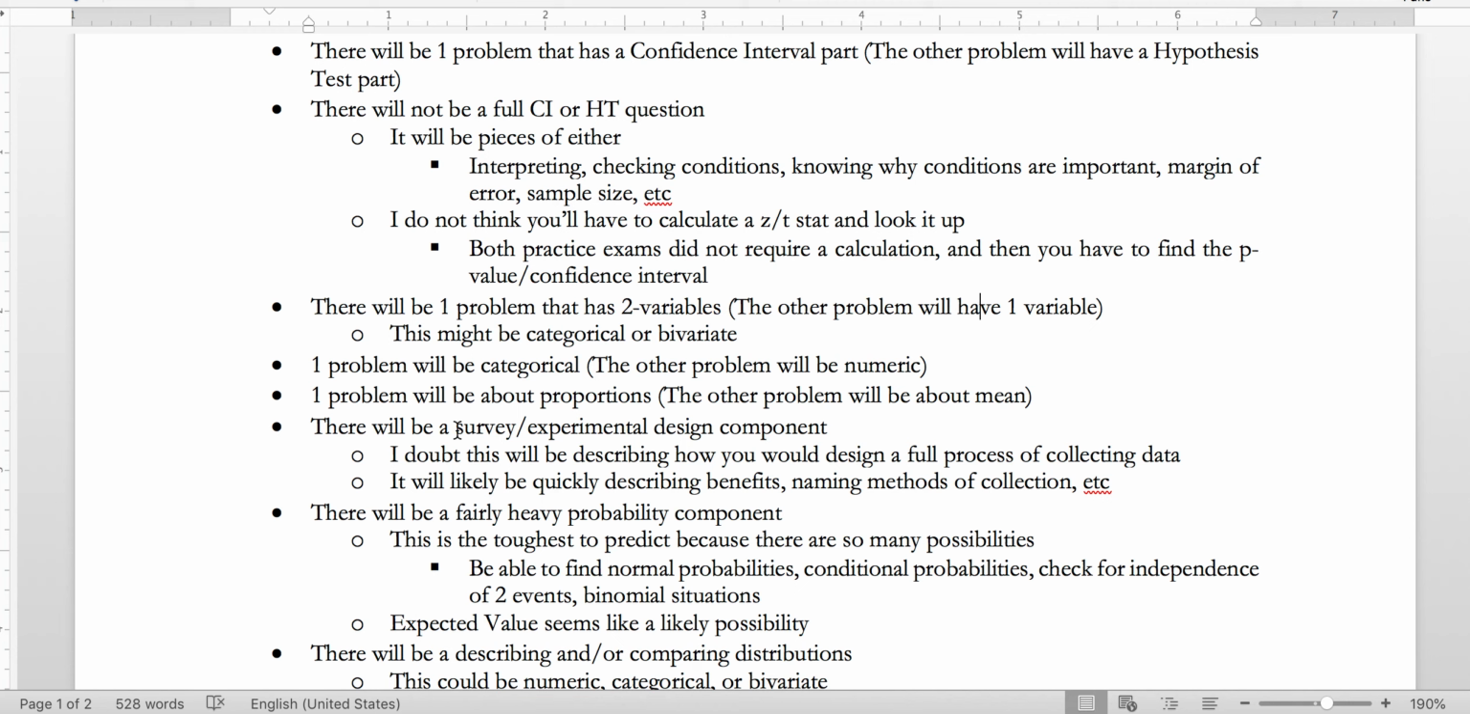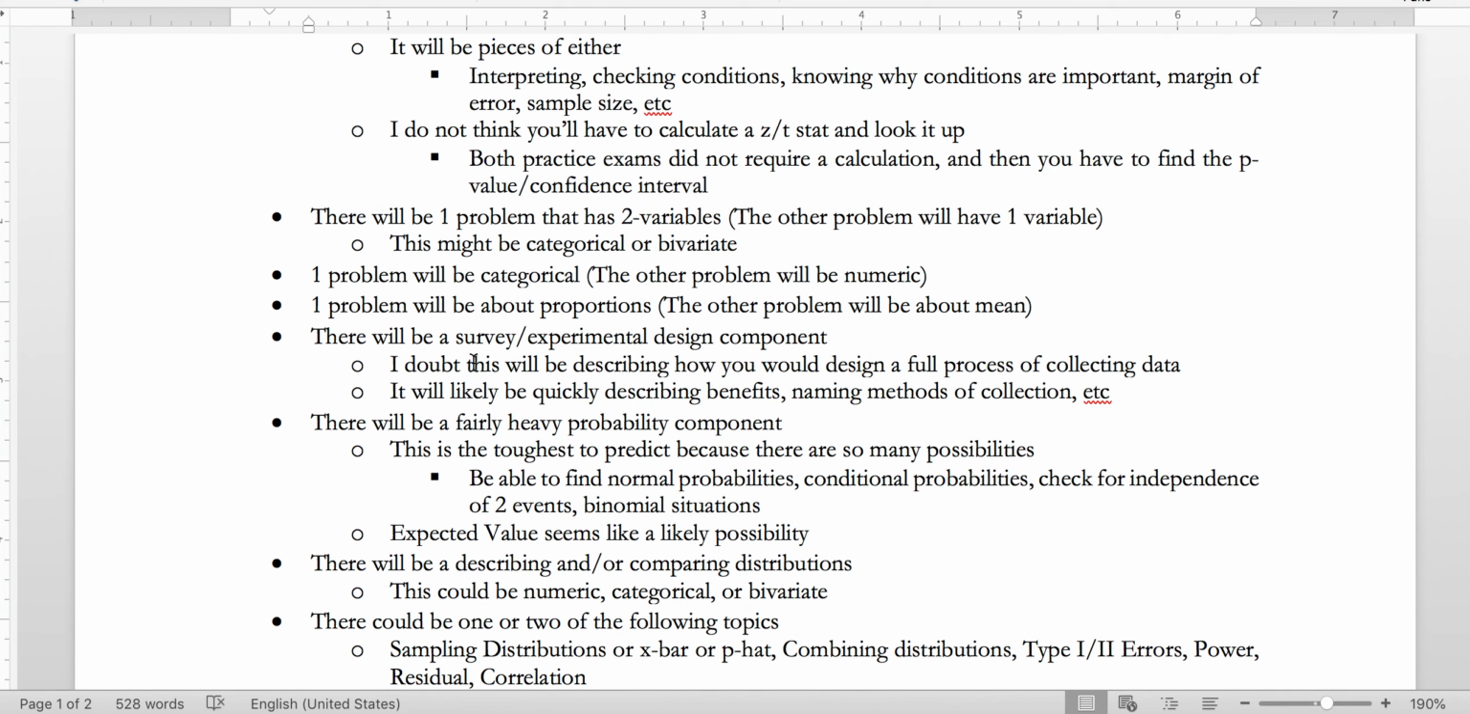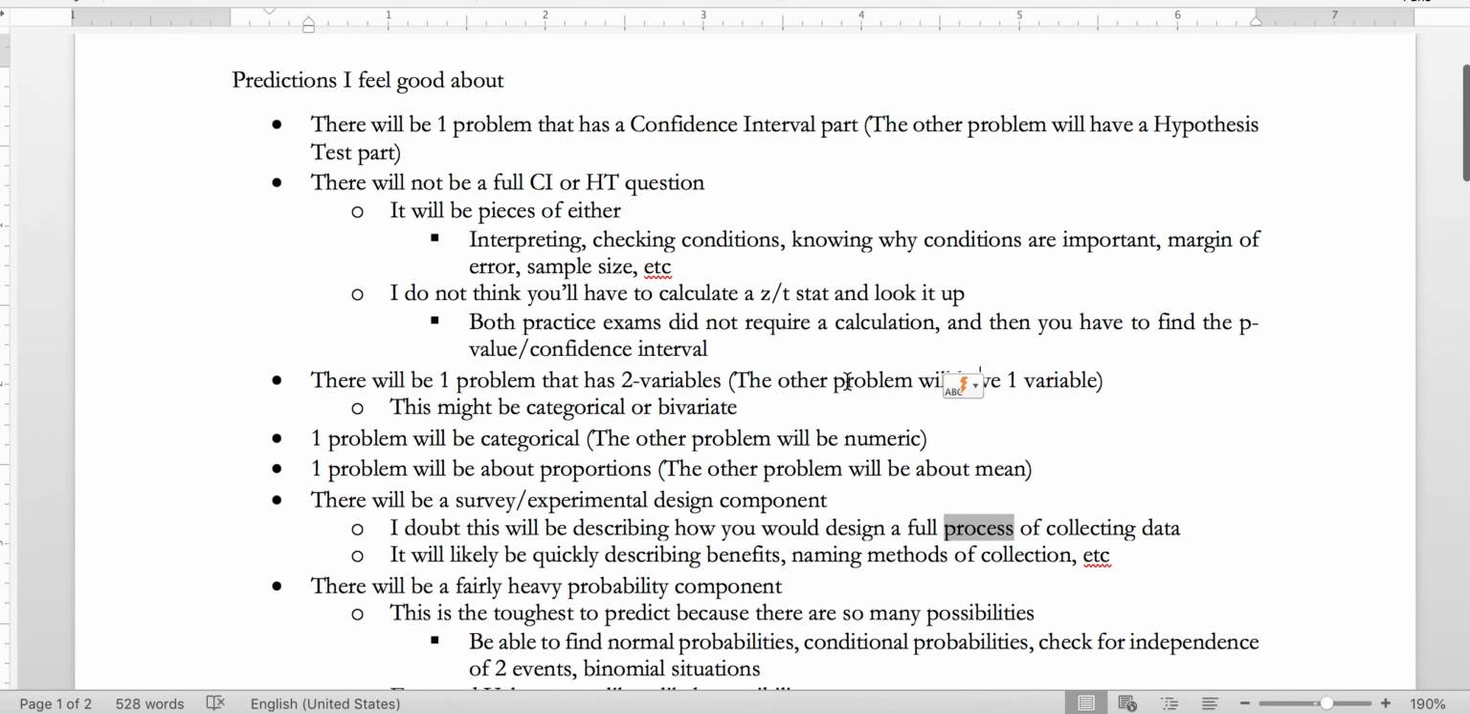There's going to be something about surveys and experiments, and it's possible you might see both. I don't think it's going to be describing that full process of how you're going to collect the data, but I think it's going to be stuff that you can quickly identify. Is it an experiment? Is it observational? What would be the benefit of stratifying? Something like that is what you're going to be asked to do. It's not going to be doing a full process, much like doing a full confidence interval or hypothesis test. It just takes up too much time, so it's going to be quicker, shorter pieces about collecting data.